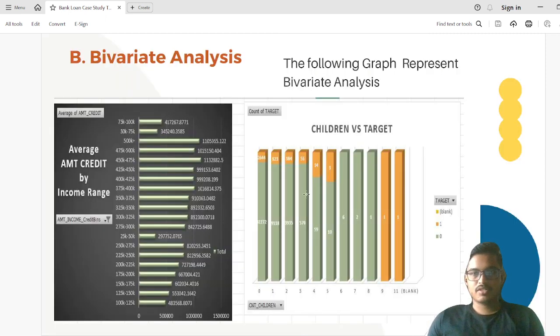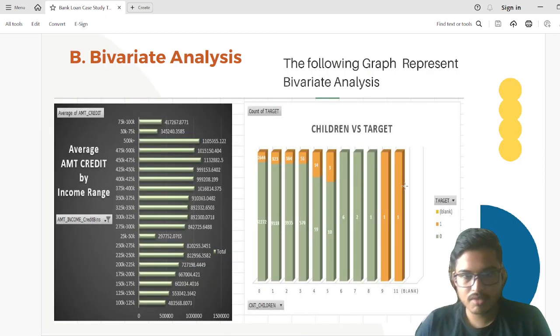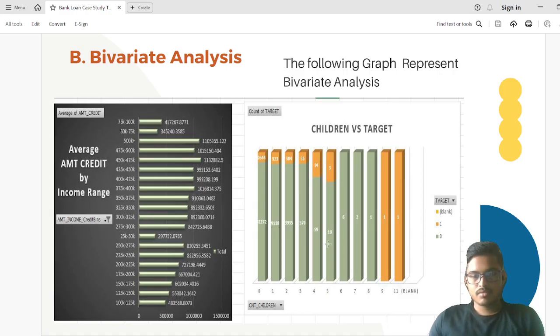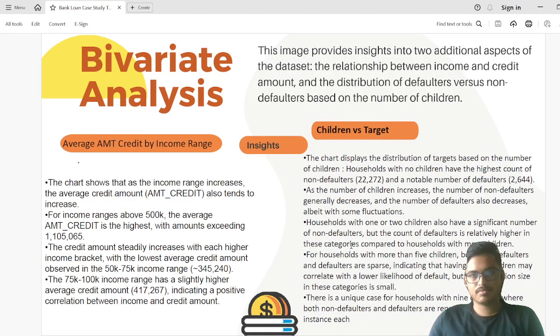Let me represent this here. We can see when we move the count of children here, the applicants significantly drop from 4 children to 5 children. We have 10 applicants in 6 to 1, and also the defaulters are less. So this is what I was talking about.